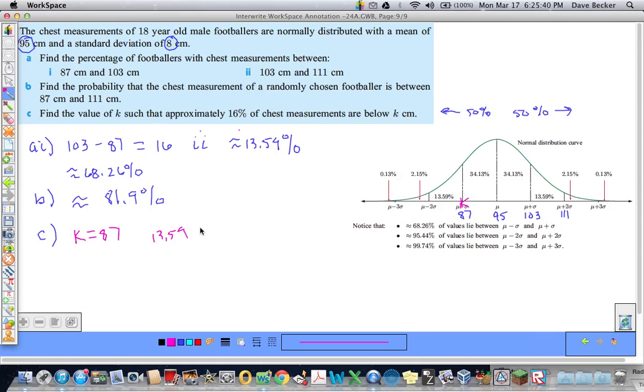13.59 plus 2.15 plus 0.13 is approximately equal to 16%. Or you know that this is 50% right here, so 100% minus everything to the right of the mean, and then minus this 34.13% is also approximately equal to 16%. And that's everything beyond one standard deviation below the mean. So that's how you could come up with K equals 87.